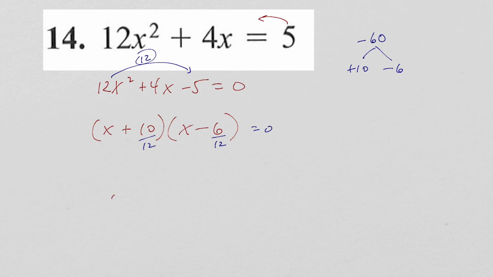So we're going to have x is equal to negative, the opposite of this. Now reduce the fraction, 5 over 6. And a positive, the opposite of that, and reduce the fraction, 1/2.